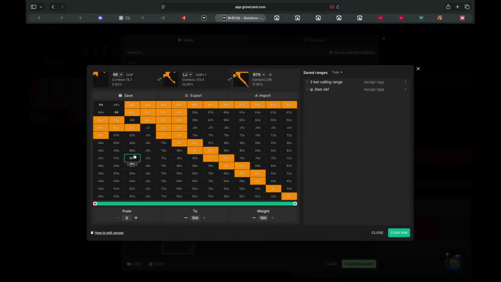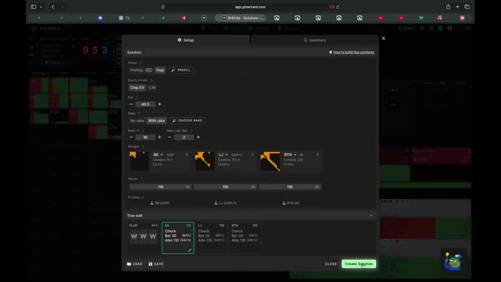And then do we think that this is good? I think this is a good start. We'll go with this. And then let's hit confirm, and we'll look at it and then we'll solve it. Create solution.